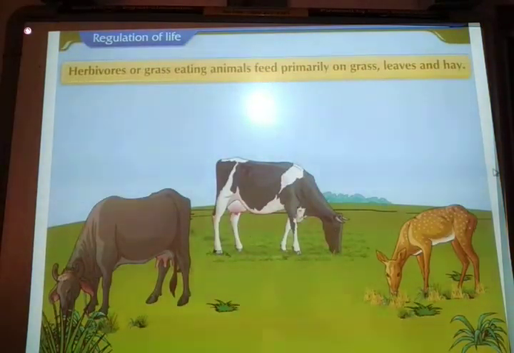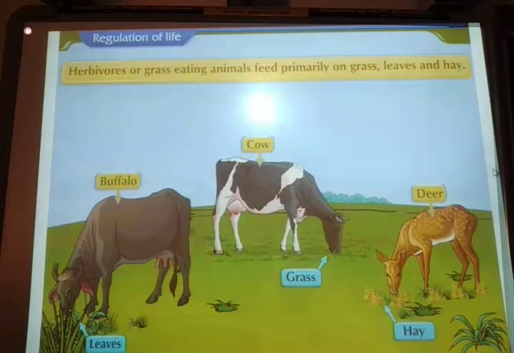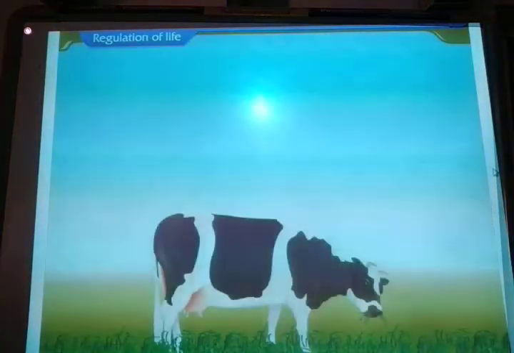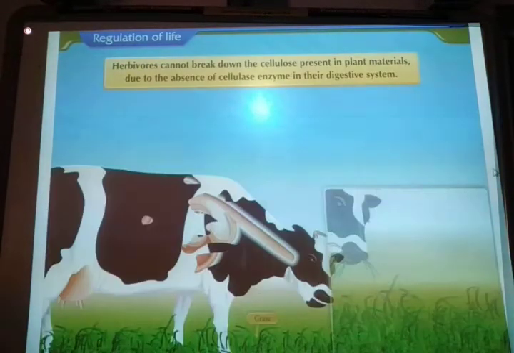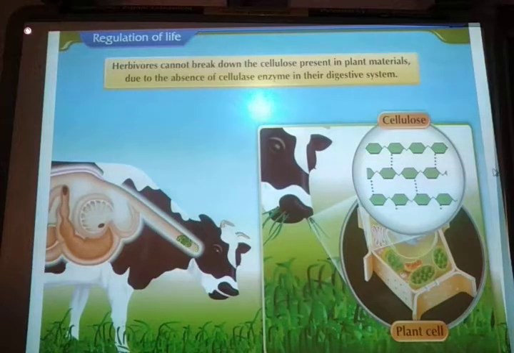Herbivores or grass-eating animals such as cows, buffaloes, and deer feed primarily on grass, leaves, and hay. The herbivorous animals are unable to directly break down the cellulose present in the complex plant materials due to the absence of cellulase enzyme in their digestive system.